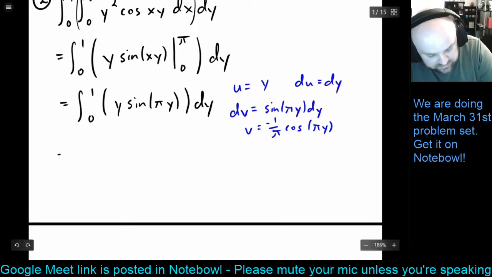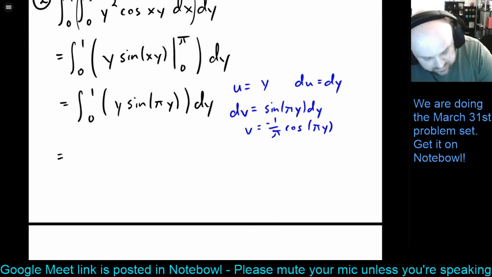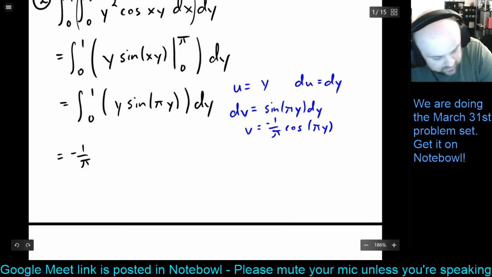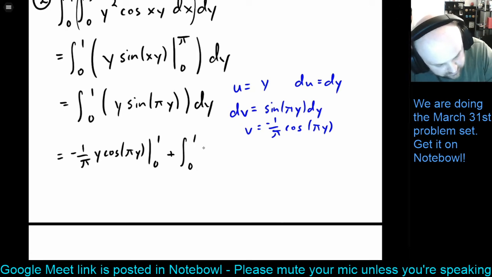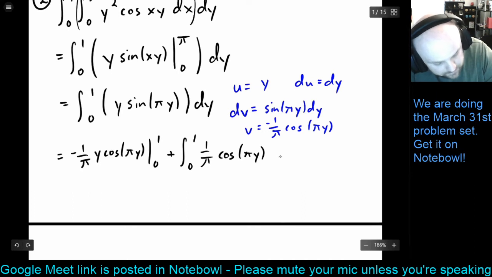So this turns into, let's see, u times v, so minus 1 over pi y cosine of pi y. This is from 0 to 1. And then minus, well, taking this minus with it, plus the integral from 0 to 1 of v du, so 1 over pi cosine of pi y.